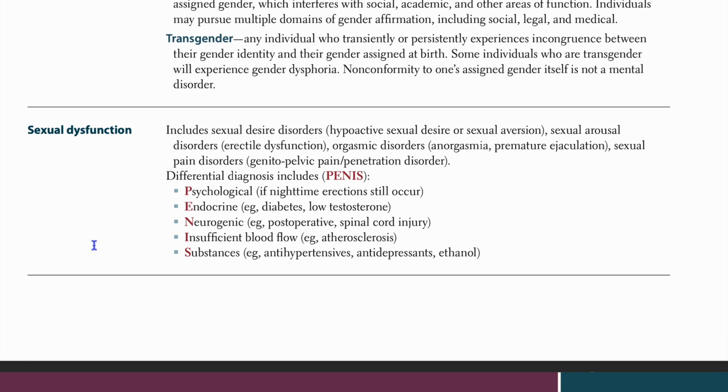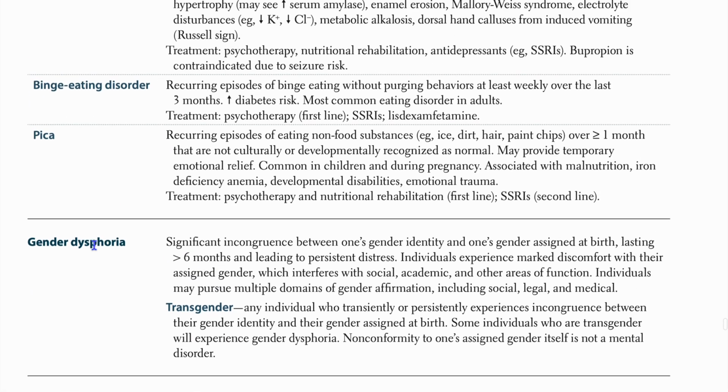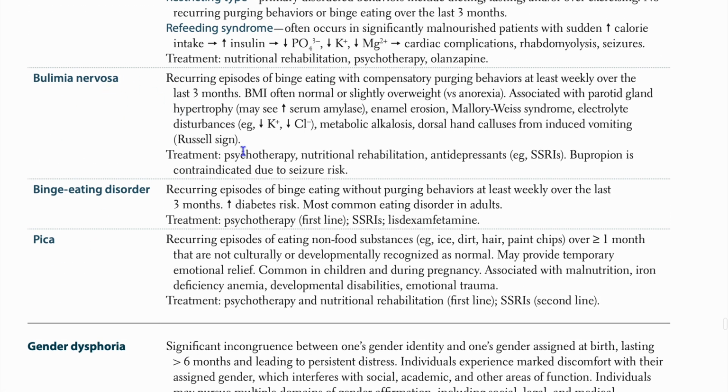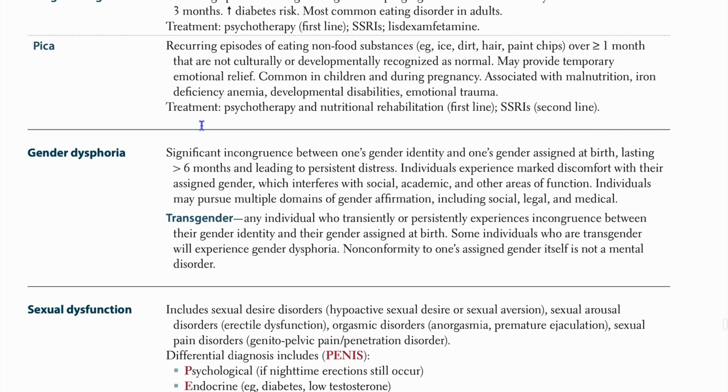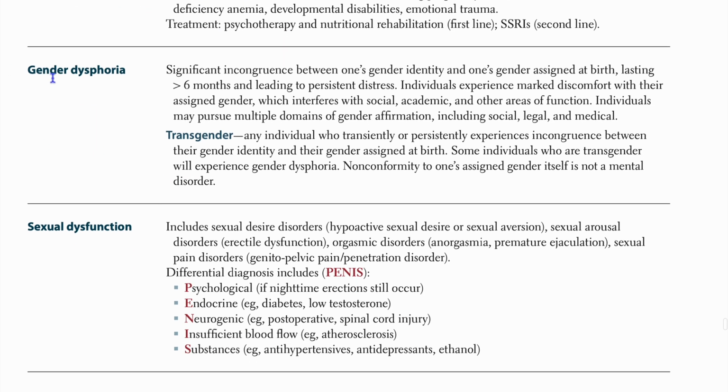Anyways, sexual dysfunction also occurs in bulimia. They're kind of obsessed with how they look, and that's why they're doing the purging, right? Sexual dysfunction includes sexual desire disorder, hypoactive sexual desire or sexual aversion, sexual arousal disorder, erectile dysfunction, orgasmic disorder, anorgasmia, premature ejaculation, sexual pain disorder, and genito-pelvic pain/penetration disorder.